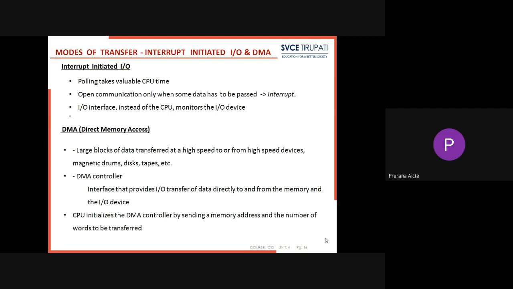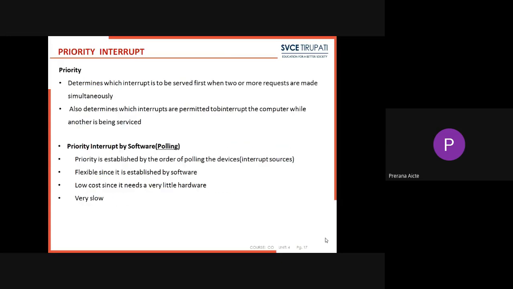There are 3 methods for using this: vectored interrupt, non-vectored interrupt, and priority interrupt. In vectored interrupt, the source interrupt supplies the branch information to the computer. This information is called interrupt vector. And coming to non-vectored interrupt, the branch address is assigned to a fixed location in memory. And coming to the third one, priority interrupt.